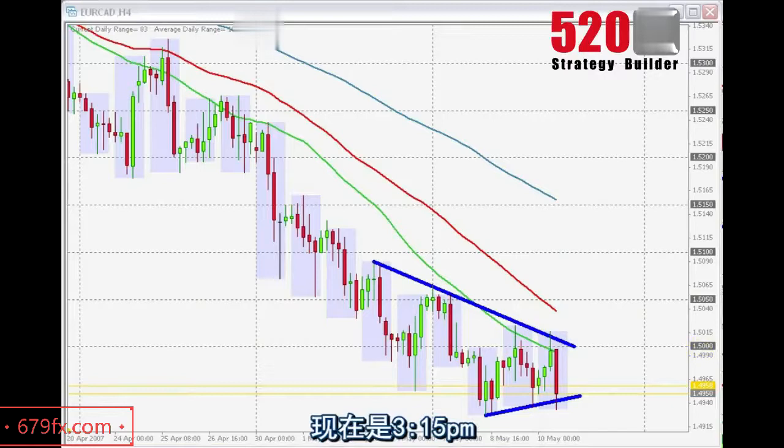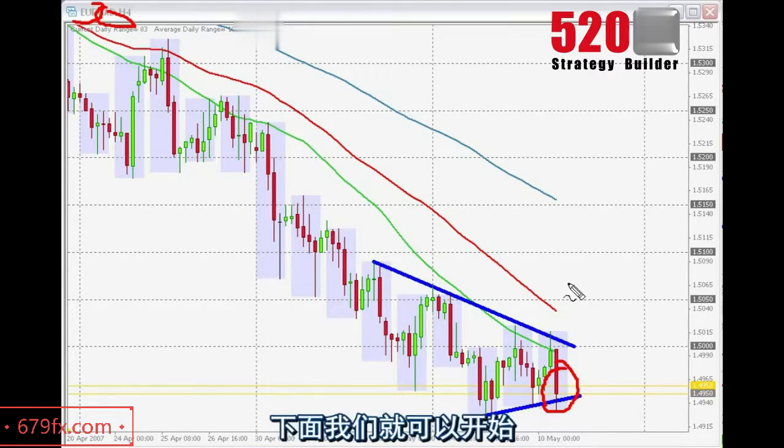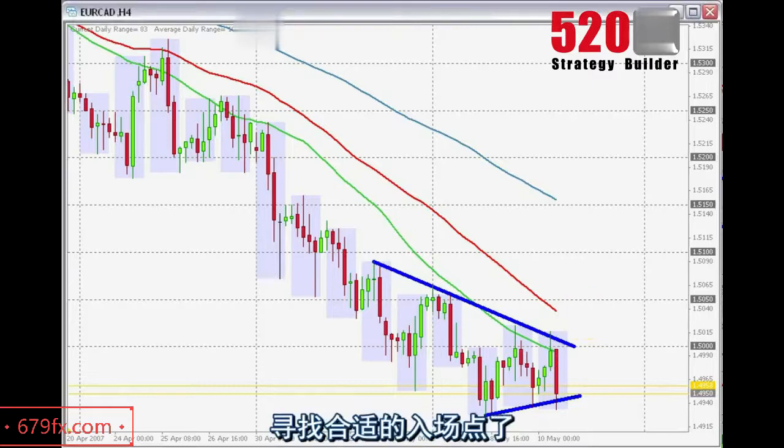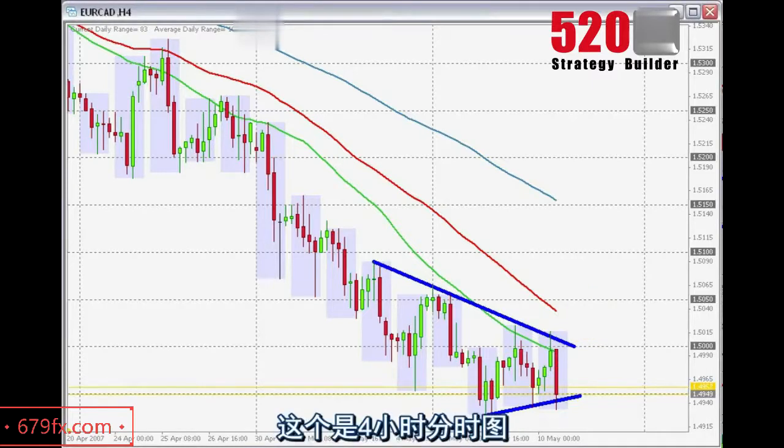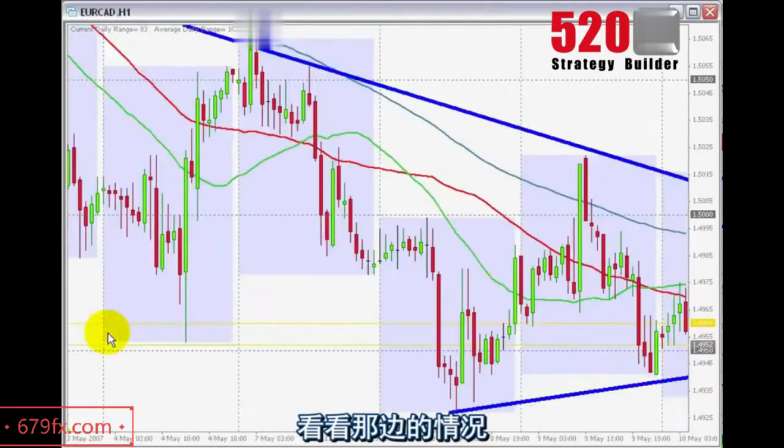It's 3:15 p.m. It's been about 1 hour and a half since the last update. As predicted, we got a breakout to the downside. We have the news on our back, both the news on the euro and the Canadian dollar, and it's time to search for an entry. This is a 4 hours chart, by the way, so I'm going to zoom into the 1 hour chart and let's see what we find there.